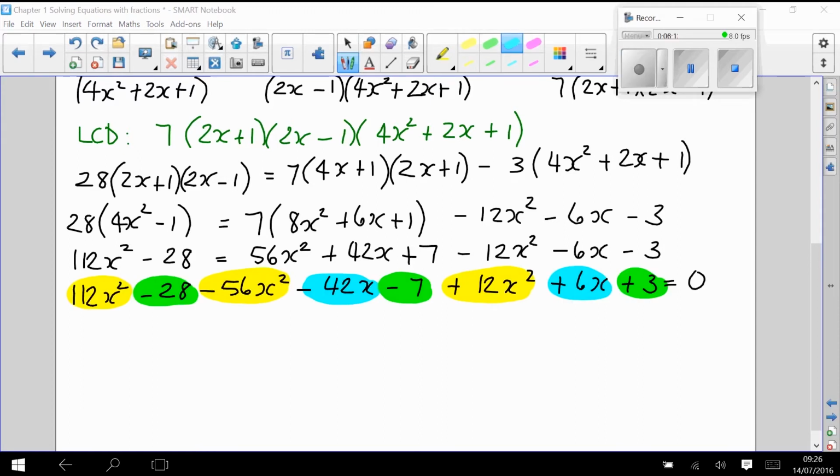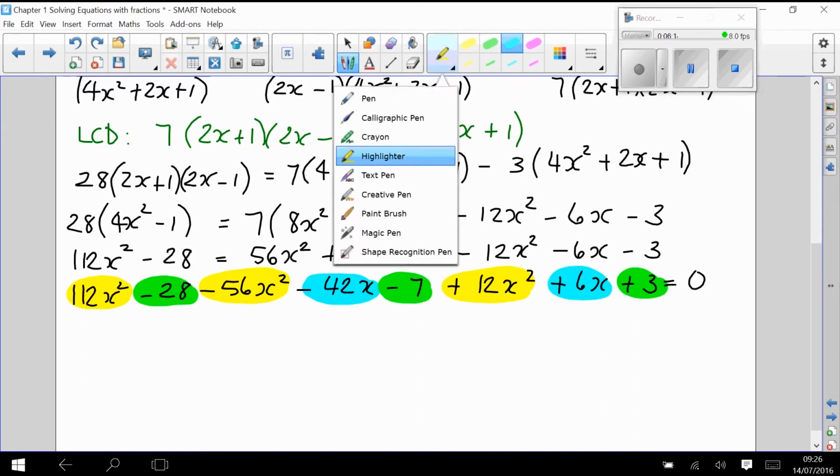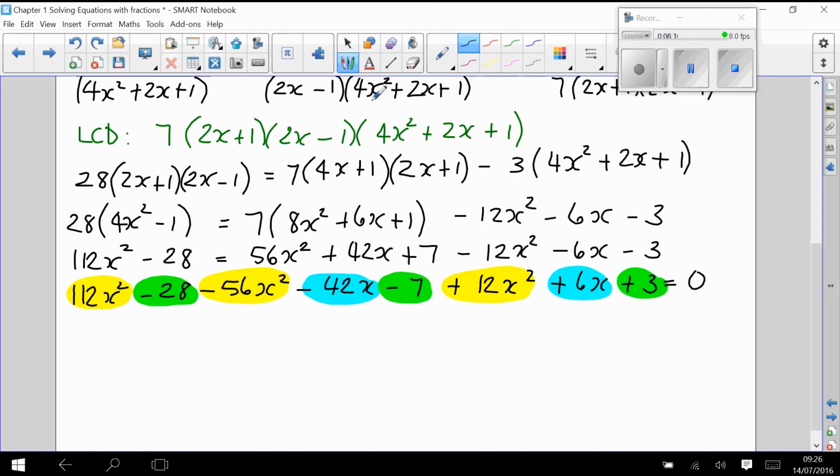I've color-coded the terms that I'm going to be adding so that you can see which terms I'm going to be putting together. Adding the x squared terms, I get an answer of 68x squared. Adding my x terms, I get minus 36x, and then adding the constant terms, I get minus 32.